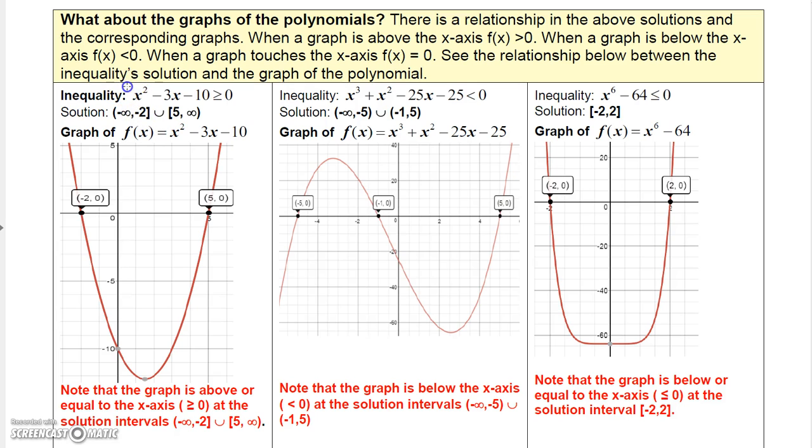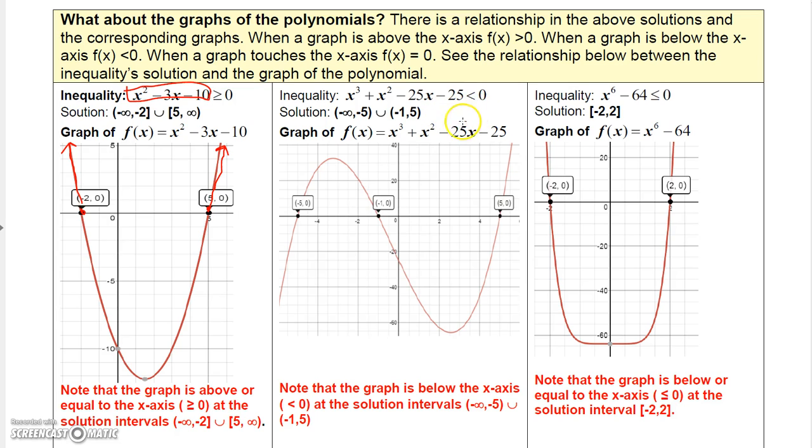What's interesting is if you graphed this function here, where we got the solution was negative infinity to negative 2, 5 to infinity. Remember, the question we asked was, when was this greater than or equal to 0? Well, look, it's equal to 0 at negative 2 because it crosses the x-axis, and it's greater than 0 to the left of negative 2 because it's above the x-axis. And then it's equal to 0 at 5, and it's greater than 0 to the right of 5 because it's above the x-axis.